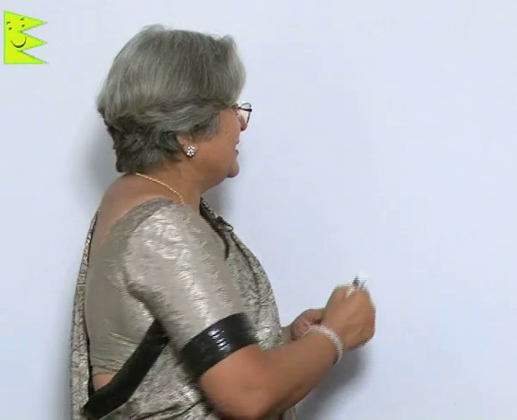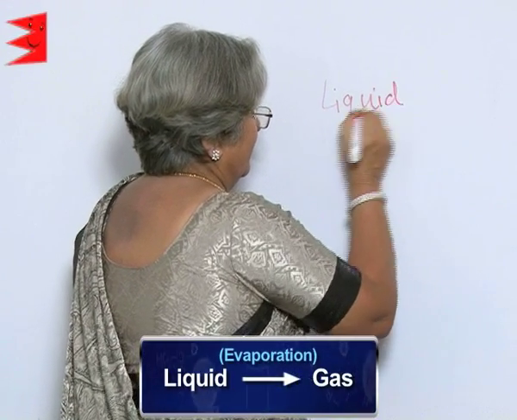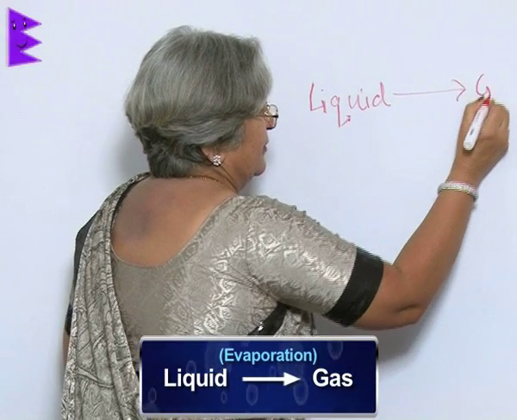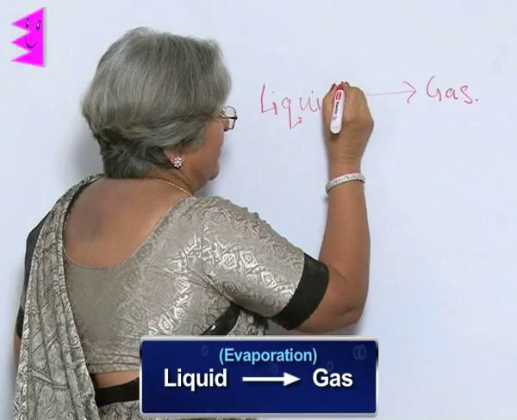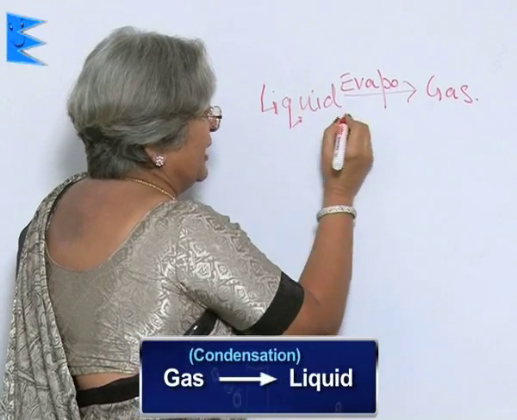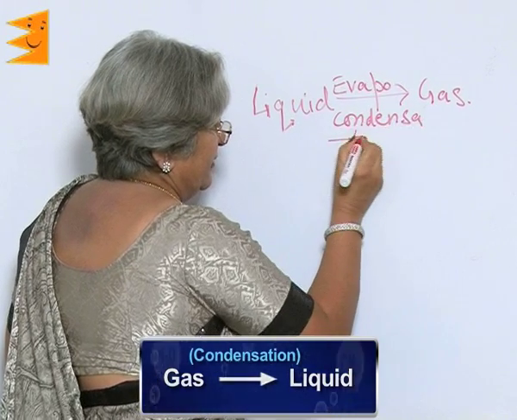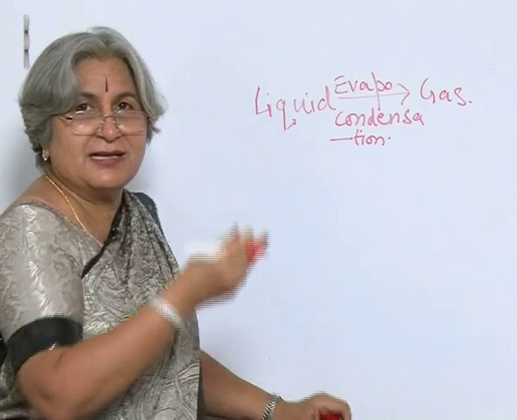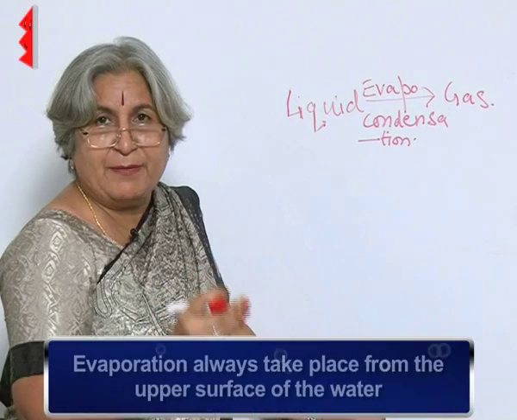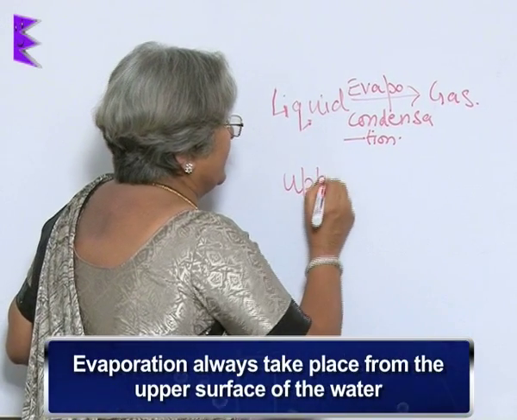So, another thing is that liquid to gas is evaporation, and gas back to liquid is condensation, and the water cycle is nothing but a cycle of evaporation and condensation. So, evaporation always takes place, but it takes place from the upper surface.